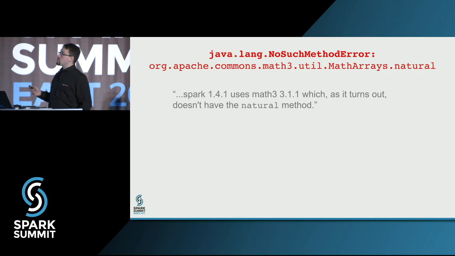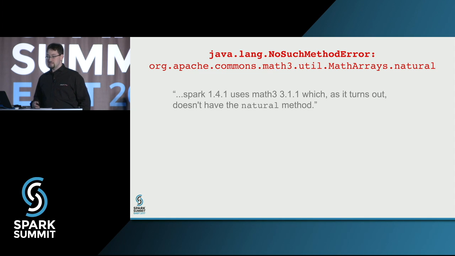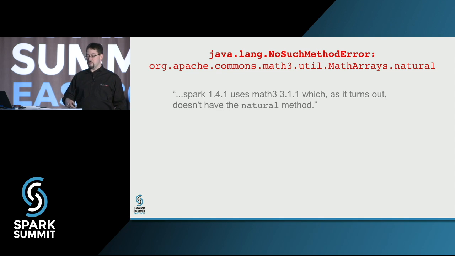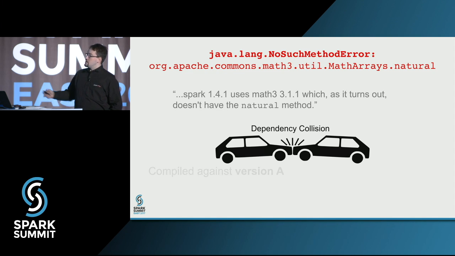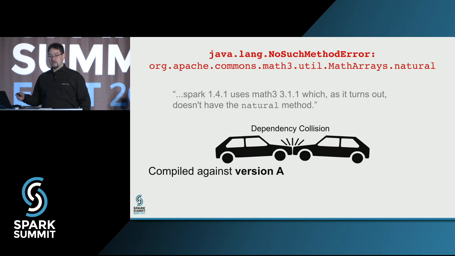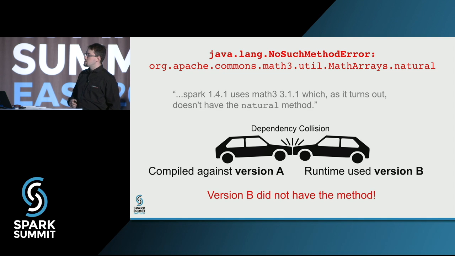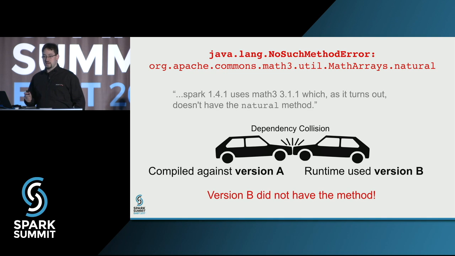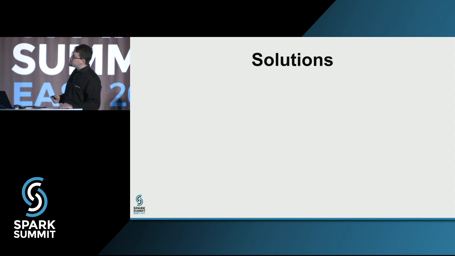So basically, Spark 1.4.1 uses math3 3.1.1, which, as it turns out, doesn't have the natural method. In their custom code, they were using the natural method, and Spark was basically overriding that. So they ran into a dependency collision. And again, that happens oftentimes whenever you've compiled against one version and run against another, but the one that you're running against doesn't have the method.